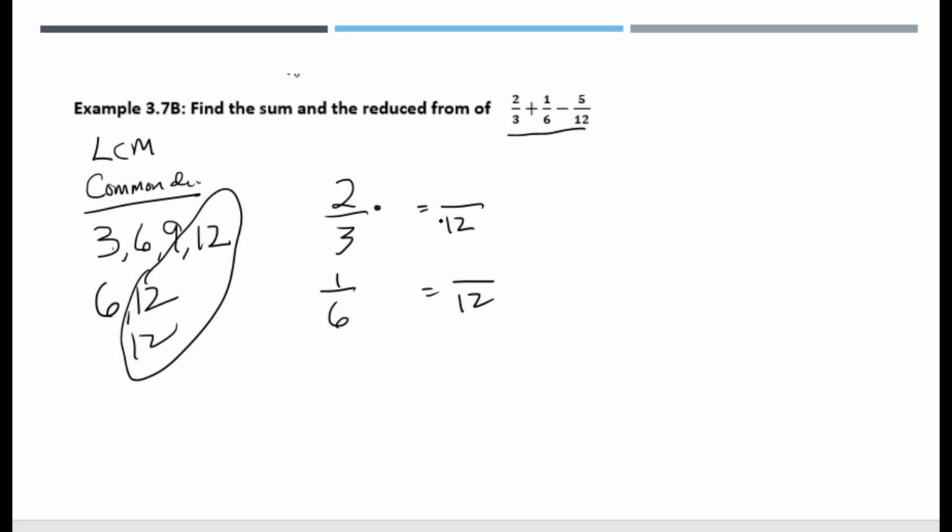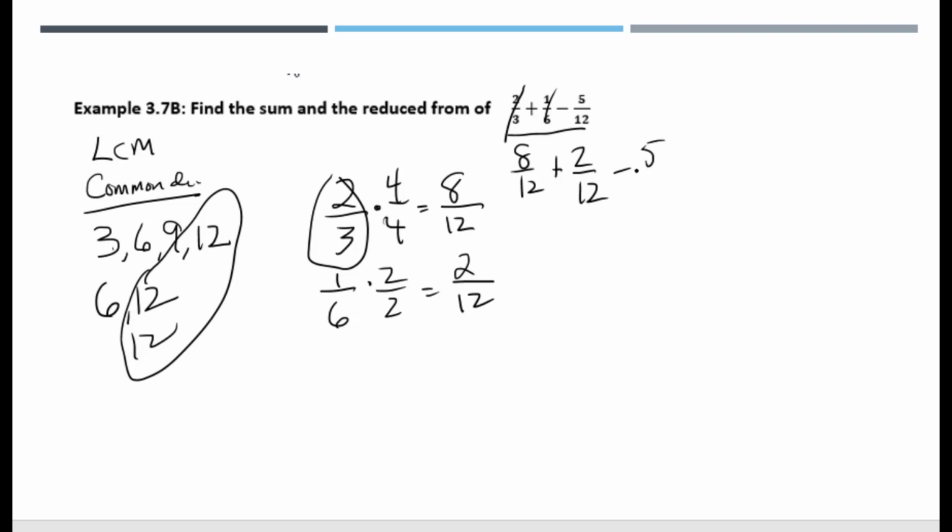Hopefully you recognize 3 times 4 is 12. So the 4 goes up here, so that's 8/12, and 6 times 2 is 12, so that's 2 twelfths. So I could swap out 2/3 for 8 twelfths, and 1/6 for 2 twelfths, and minus 5 twelfths. Obviously the twelfths don't change. That's what it is. That's the unit. When I add things, I don't change the unit. 8 plus 2 is 10. 10 minus 5 is 5. So that would be the answer.